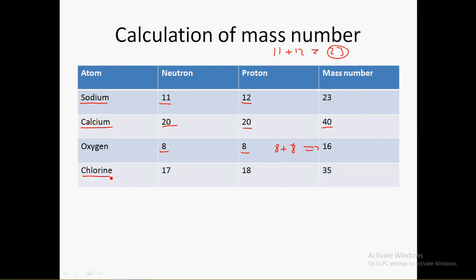Chlorine, we have 17 neutrons in its nucleus, and this is also the number of protons. So we add up 18 plus 17, and we have 35, the mass number. So we add the neutrons and the protons, and then we get the mass number.